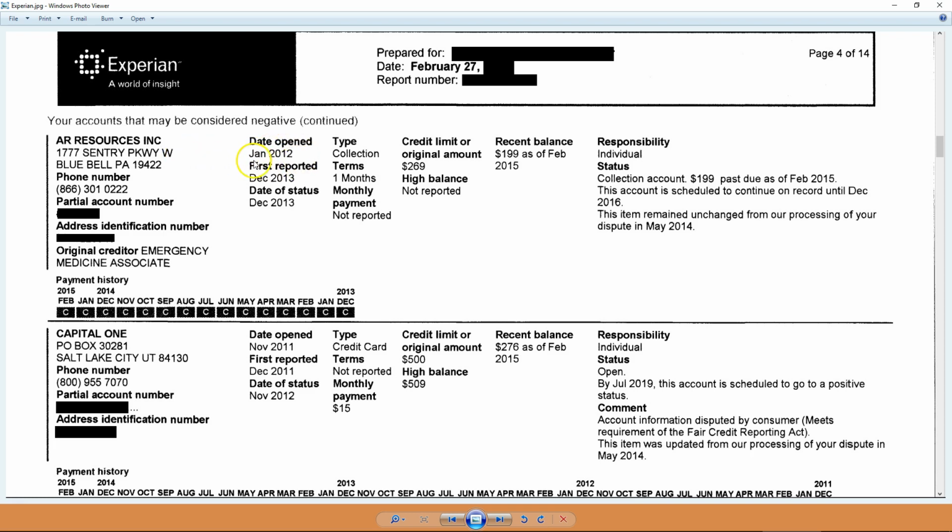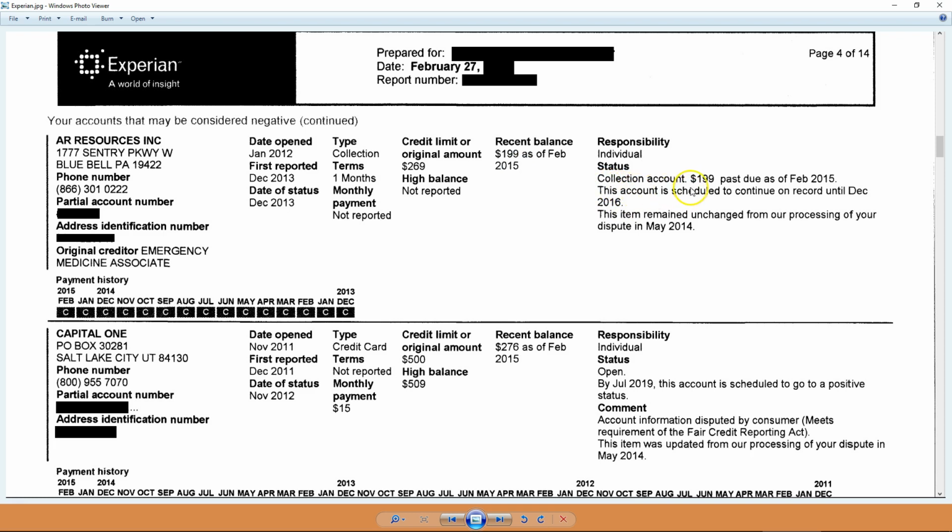For example, date open. Is this correct? Is this date open correct, or was it opened on another day? First reported. Is that correct? Date of status. Is that correct? Type of collections. Is that correct? Terms. Is that correct? Monthly payment reported. Is that correct? Original amount. Is that correct? Recent balance. Is that correct? Anything that you see that's incorrect or you're not sure about, you have every right to challenge.